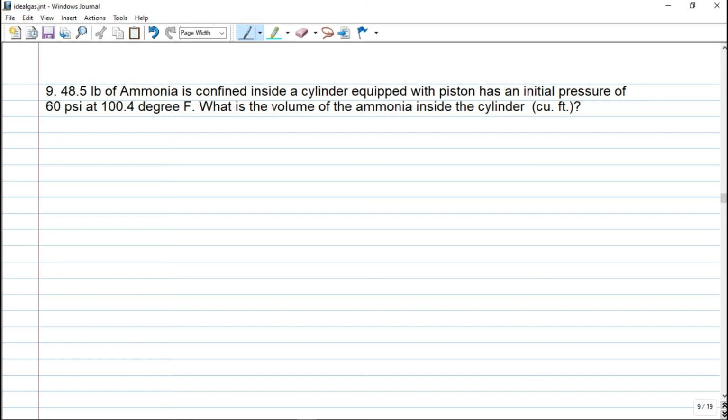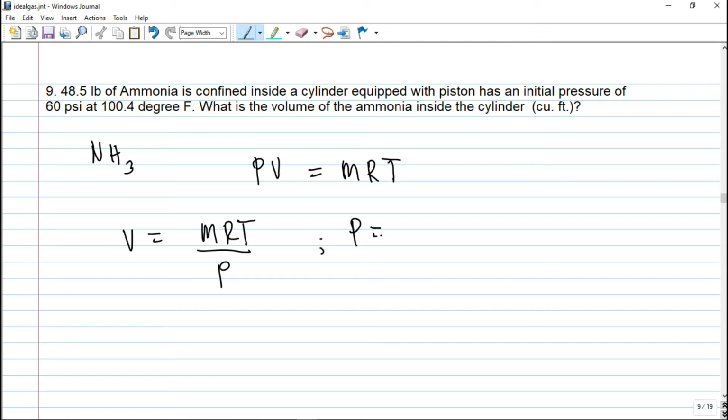Okay, so ito ammonia. The chemical formula for ammonia is NH3. Now we are going to find the volume of this ammonia. So gamitin lang natin yung equation of state: PV equals mRT. V yung hinahanap natin, therefore V is equal to mRT all over pressure. Identify muna natin yung mga given. Initial pressure niya is 60 psi.